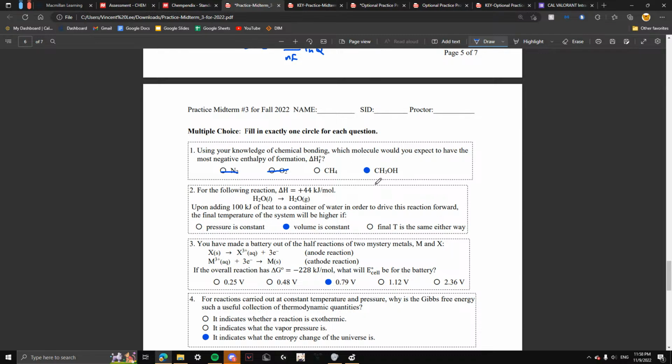And for this one, I typed out a little explanation, but basically, if you think of it as W is equal to, no, not W.